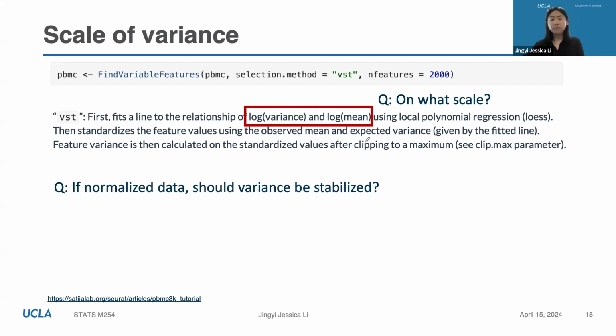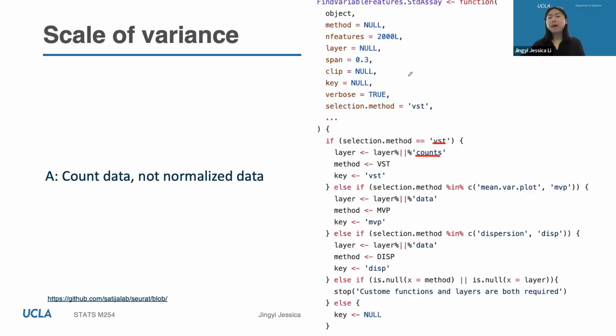Then in this case, why would you still need to fit this relationship? That's my question. But if we look into the code of Seurat, we'll find that, interestingly, it's for the count data. It's not for the normalized data. So normalized data is not used in this step. And this was found by my student, the reader of this class, Zhiqian.